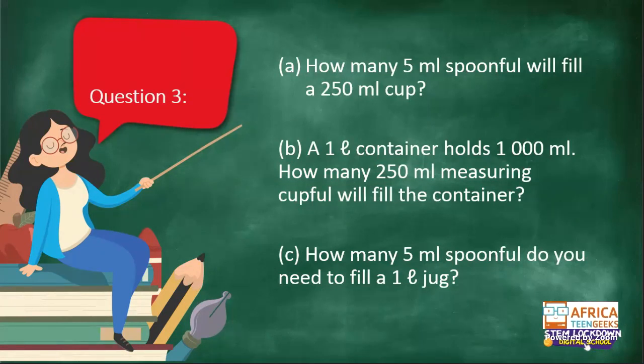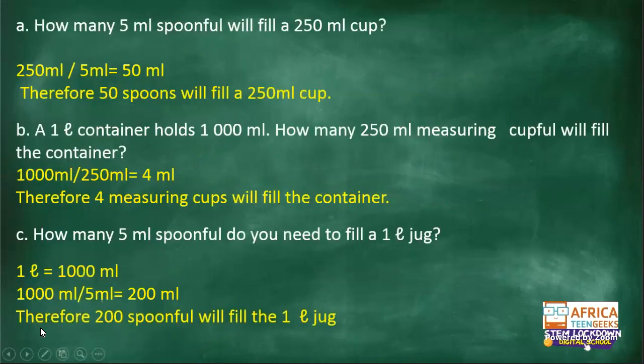How many 5 milliliter spoonfuls do you need to fill a 1 liter jug? 200. Right, you guys are so brilliant. So here are the calculations. The correct one was 50 spoonfuls. That's correct, and we needed 4 measuring cups for B, and for C, the answer is 200. It will be filled with 200 spoonfuls, right?